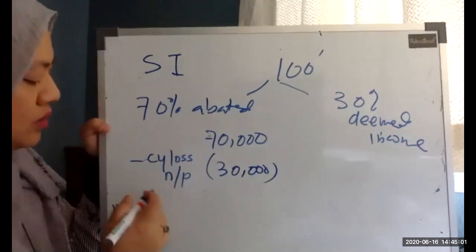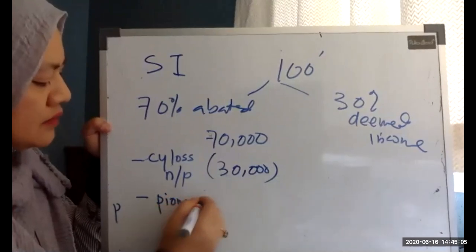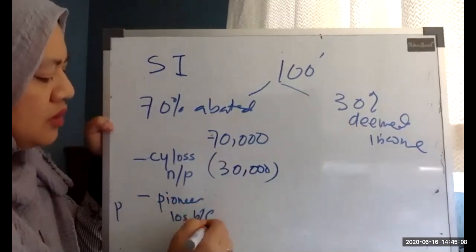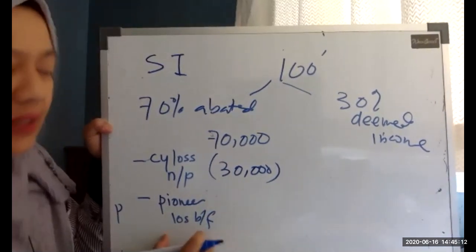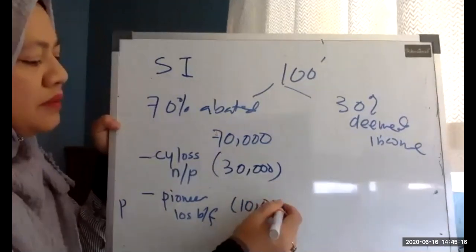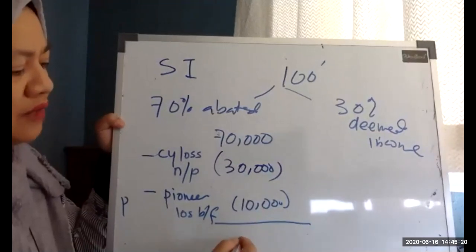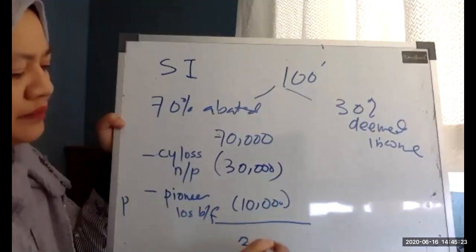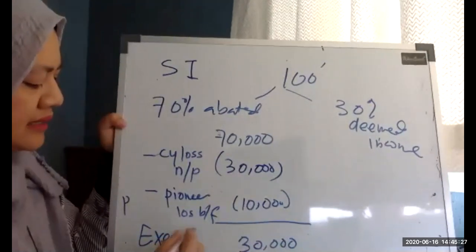And then you also have to reduce any pioneer loss brought forward. Later we look at the example, how you have your pioneer loss brought forward. So let's say that your pioneer loss brought forward is 10,000. It means that from 70,000, you only have a balance of 30,000, isn't it? So this 30,000 is the one that goes into your exempt account.